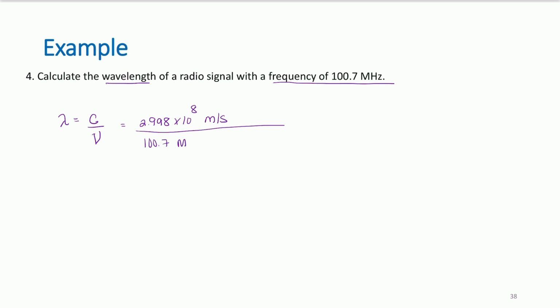100.7 megahertz. Megahertz is 10 to the 6th hertz, so I need to convert that. You can do this in a separate equation or in this equation together. I'm going to do it in the same equation. 10 to the 6th hertz for every 1 megahertz. I get out 2.98 meters.